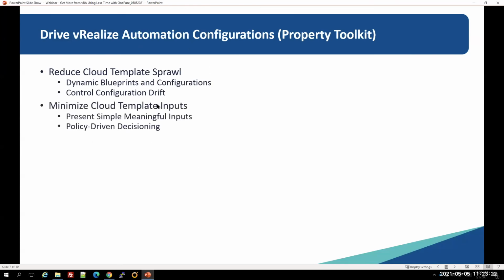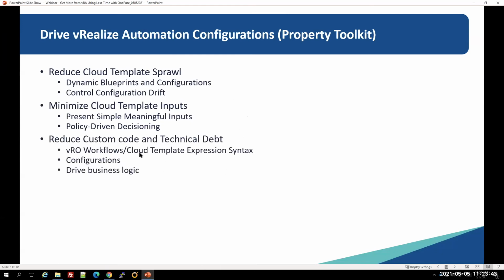So we already talked about minimizing cloud template inputs. So we saw that kind of breaking things down into simple, meaningful inputs. You saw some of the policy-driven decisioning. So we're calling these static property sets, driving configuration information to standardize the outcome of our blueprints as we're submitting requests.